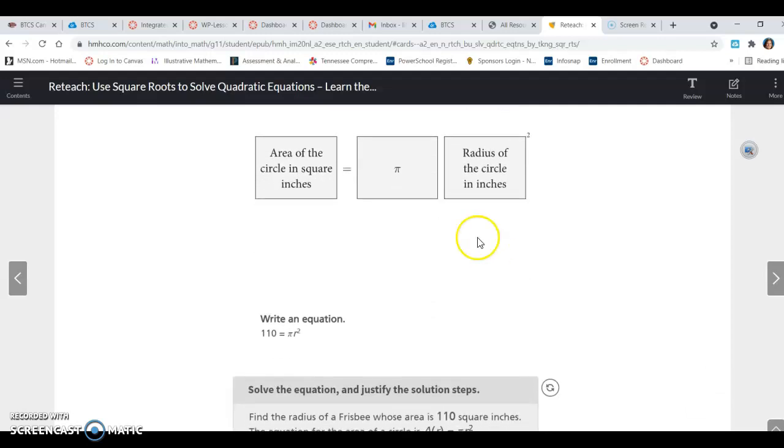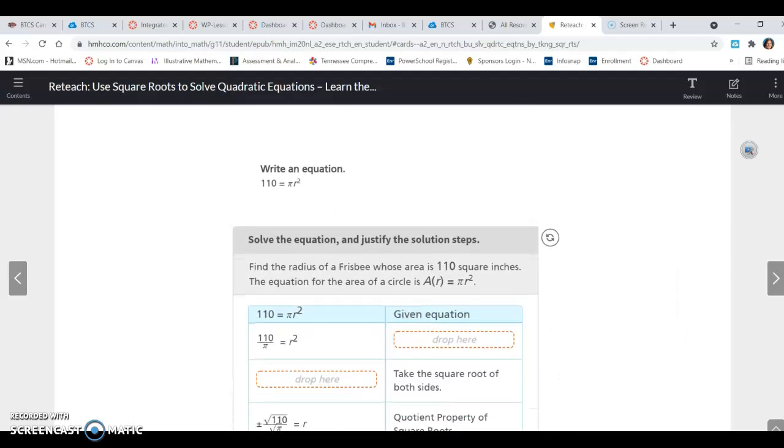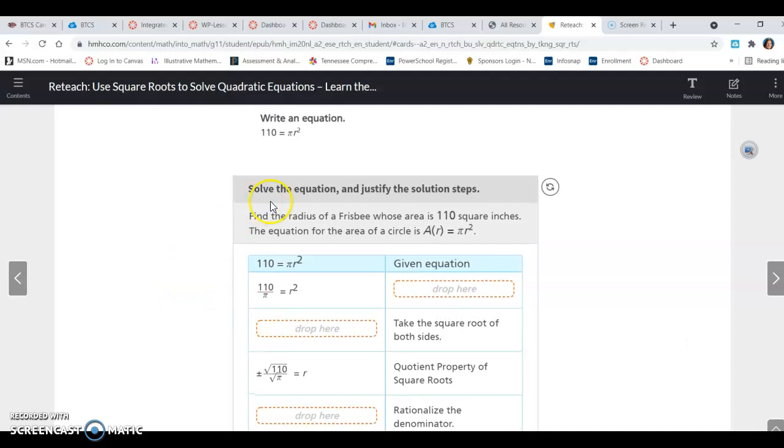All right, so the equation here, area of the circle in square inches equals pi times radius squared. Okay, so write an equation. All we're going to do is substitute the 110 inches, which is what they give us for the frisbee, the radius of the frisbee, whose area is 110. So we're going to put that in for area, because it says the area is. All right, so if the area is that, it means we're solving for r. So 110 equals pi r squared.